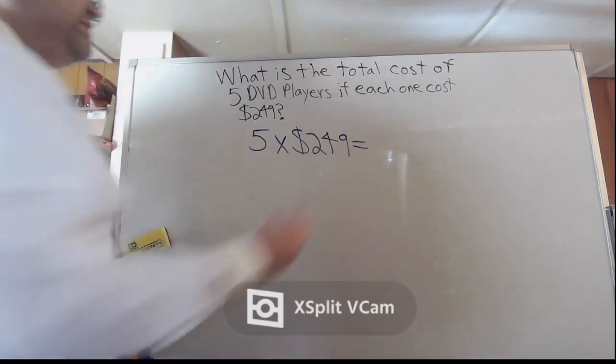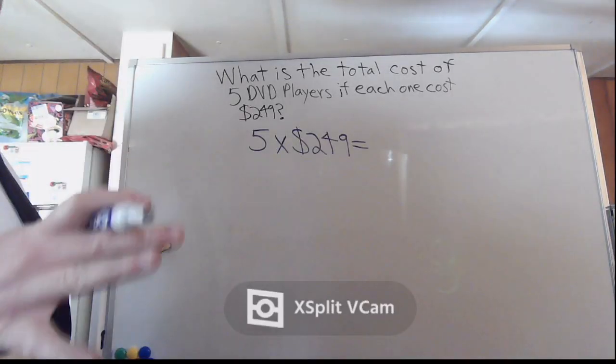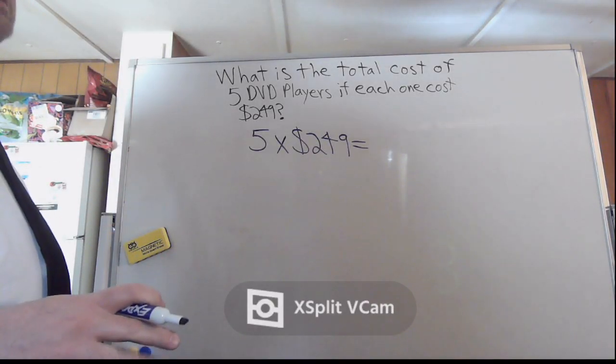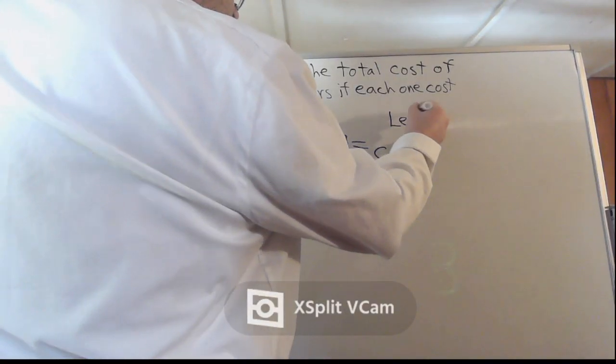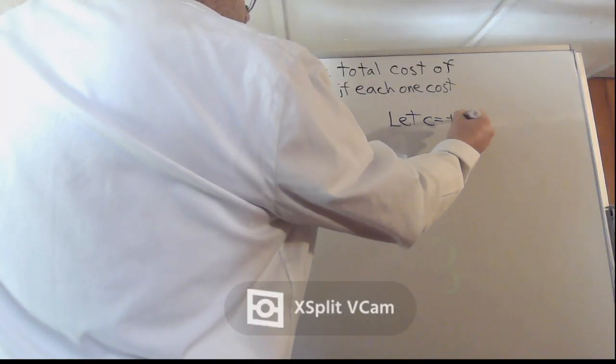Now we need to pick a variable to equal the solution. Again, any letter you want, but you probably want one that makes sense for the problem. You're trying to find the cost, I would pick C. So we'll use a let statement. Let C equal the total cost.